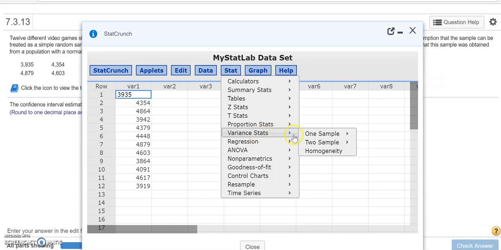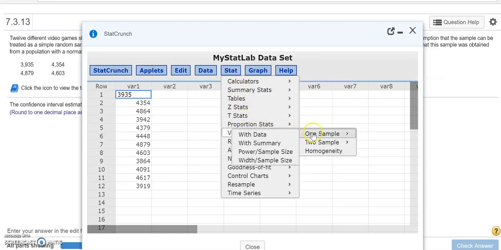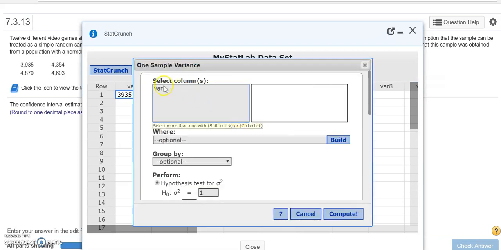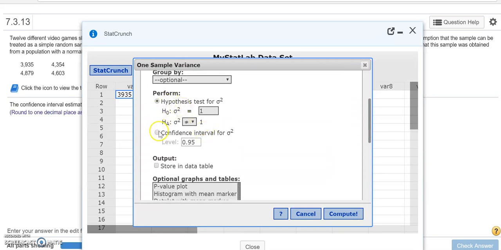And then in this case, we had one sample, and we're going to choose with data because we were given raw data, not different summary statistics. So stat, variance stats, one sample with data. So up at the top, we're going to select the column that had the data that we're interested in. In this case, that was easy. There's only one. If we scroll down, we want to do a confidence interval. In this case, it was a 98% confidence interval. So I'm going to change this to 0.98, and I'm going to click Compute.